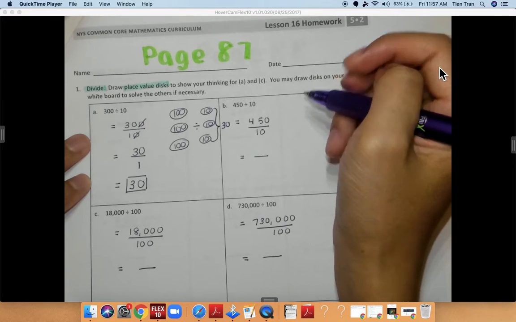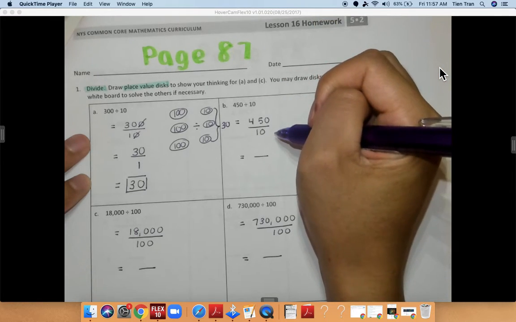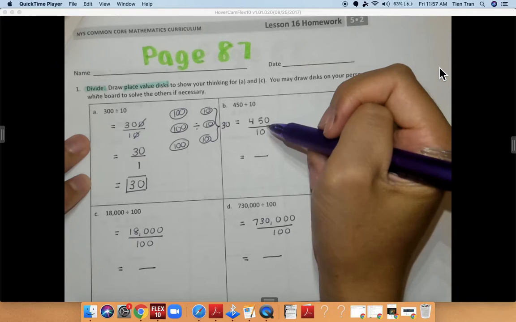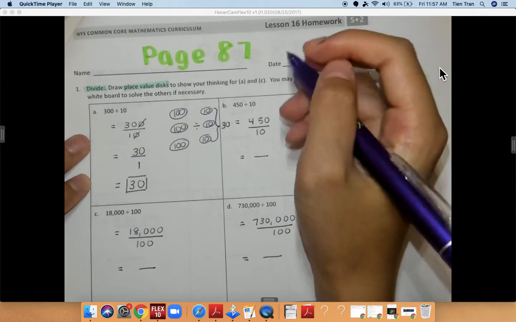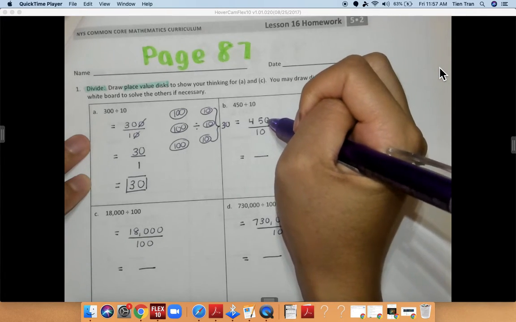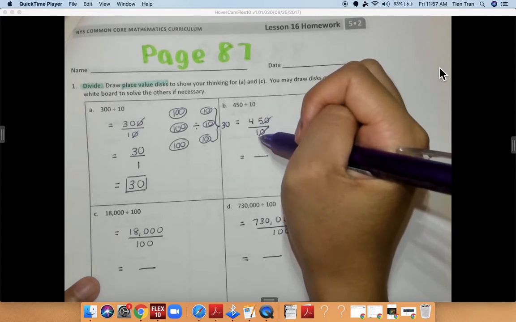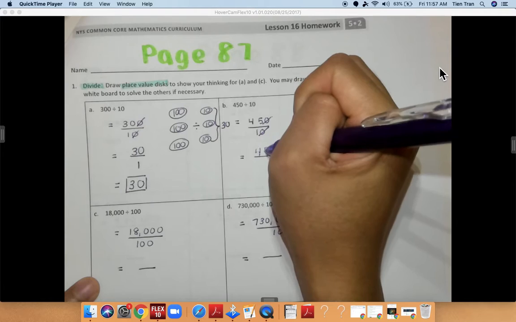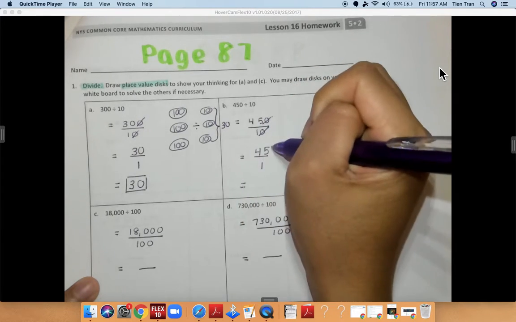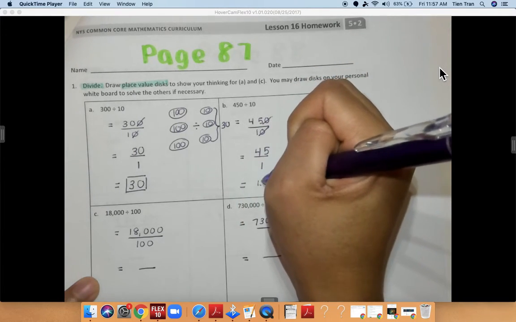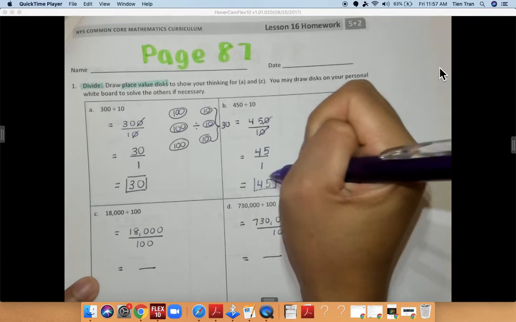Now for problem B, we have 450 divided by 10. Same thing as the other problem. What I have on the bottom, I can cross off on the top. So I have a 0 at the top, I can cross it off, and a 0 at the bottom, I can cross it off. So now I have 45 over 1. 45 divided by 1 is equal to 45.